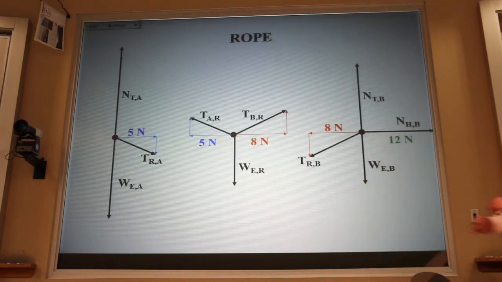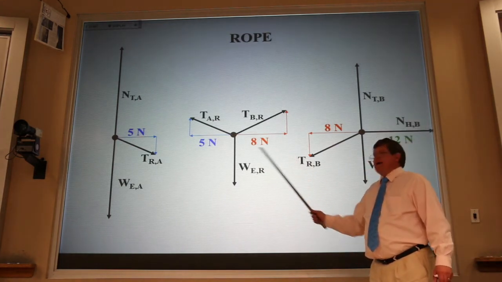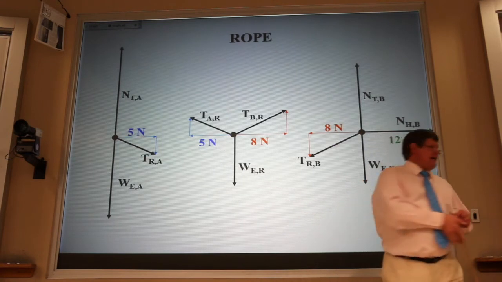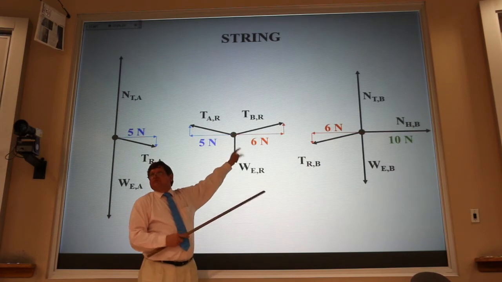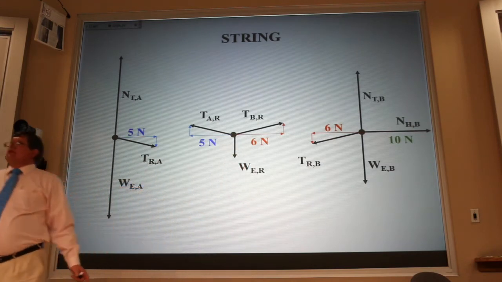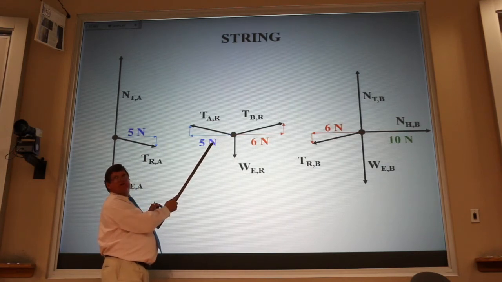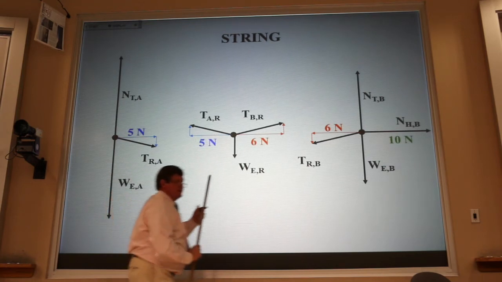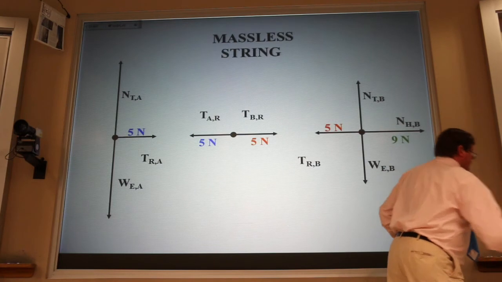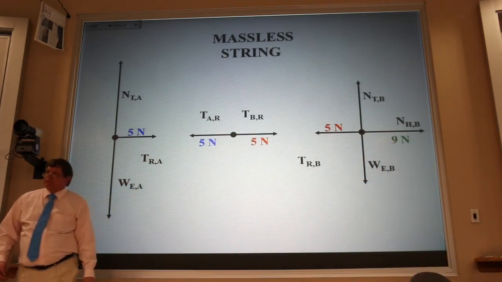With the rope, I needed 3 newtons to make that heavy rope accelerate to the right. I needed 3 more to the right than I had to the left. With a light string, I don't need 3 newtons. 1 will do it. And so this force gets closer to that force. And the smaller the mass, the closer this will get to that, until I reach the massless string, and then they have to be the same.